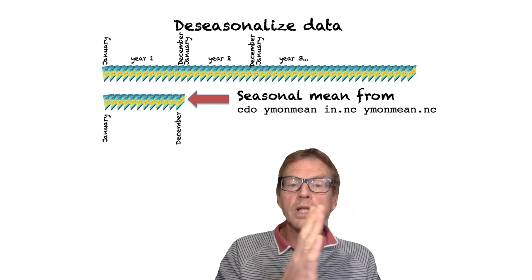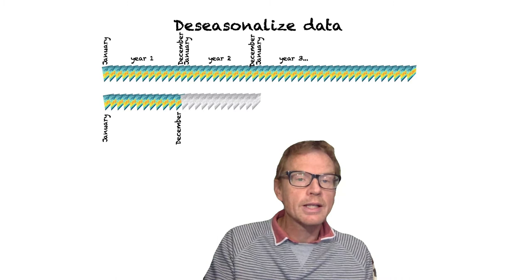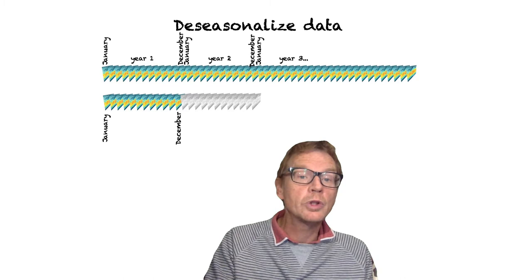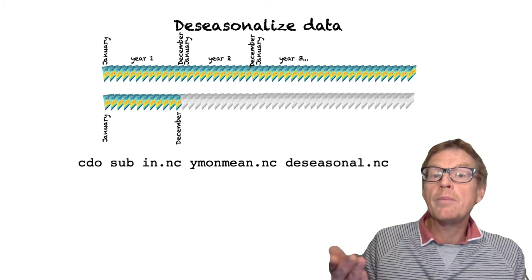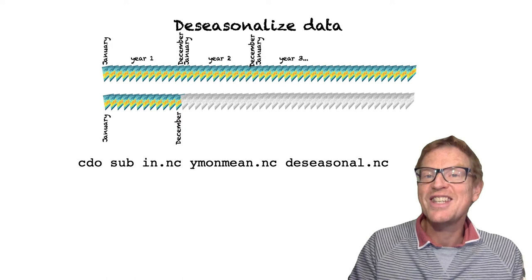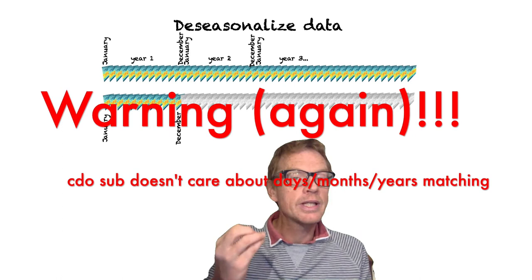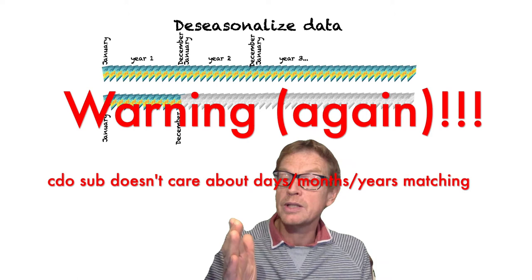So CDO performs the broadcast in exactly the same way. If we have an input data set that's more than 1 year, then it will duplicate those 12 months in another 12-month block, and so on and so forth until we have the same number of slices. We can subtract the ymonmean file from the input data file, and we end up with a file that's actually de-seasonalized. Now, remember, again, a word of warning, CDO doesn't care about the actual date. It will simply take the first slice in the input and start subtracting the first slice. So they both need to point to January.